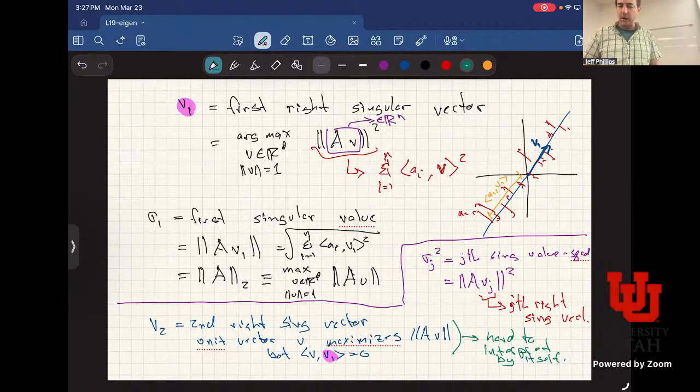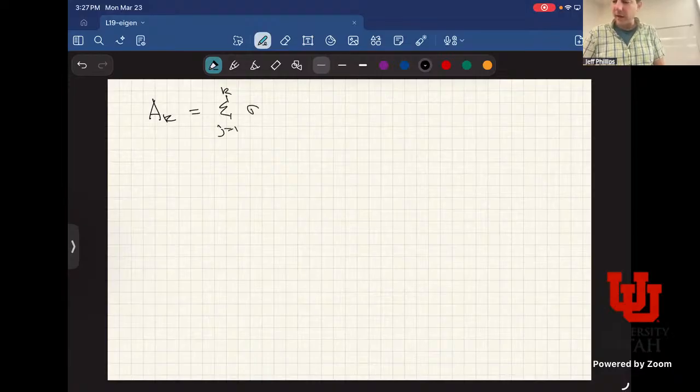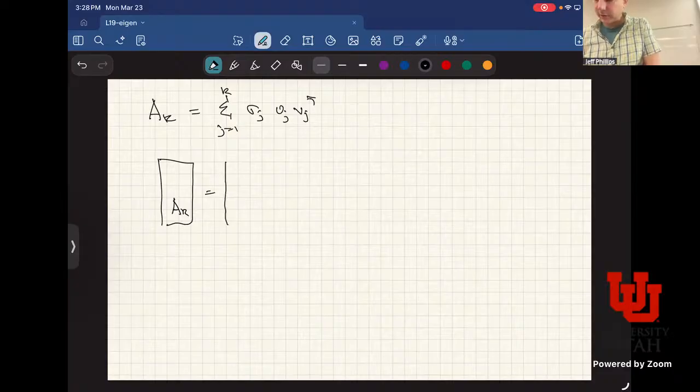Great. Okay. Let me say one more thing about A sub k. Remember, we could write this as the sum from j equals 1 up to k of sigma j uj vj transpose, right? I wrote it up in this way. There's another way to write this as a matrix. This is A sub k. I can write this as the product of three matrices.